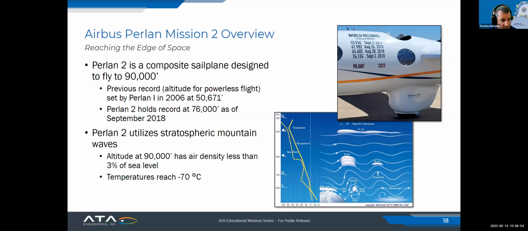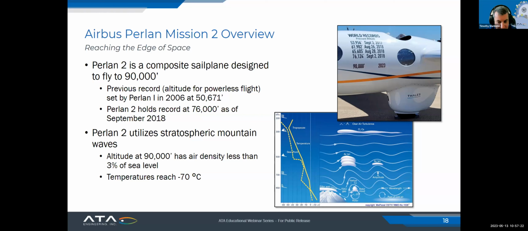Because the Perlan 2 is a glider, it doesn't have any engines. And so how does it hit this altitude? What they found is that there's this phenomenon called stratospheric mountain waves. And basically at certain mountains, and it's really the Andes in Peru, you basically get this actual wave that comes off the mountain.